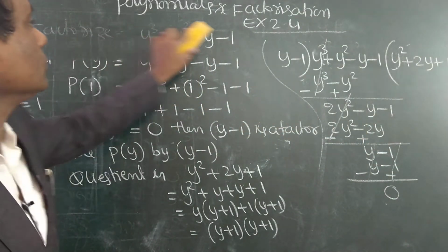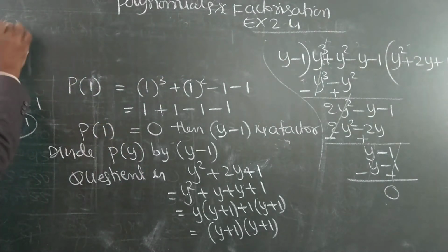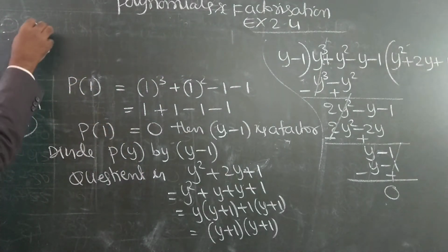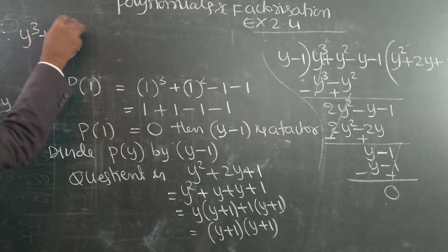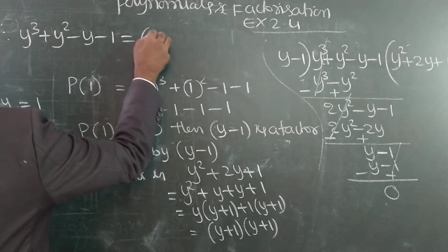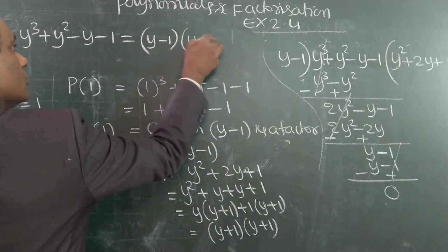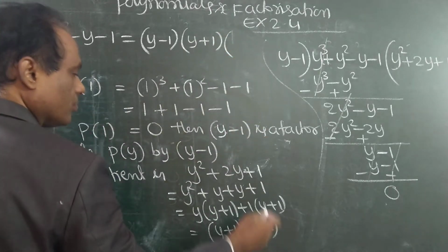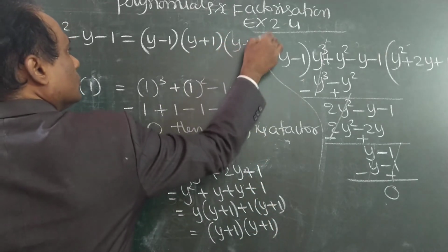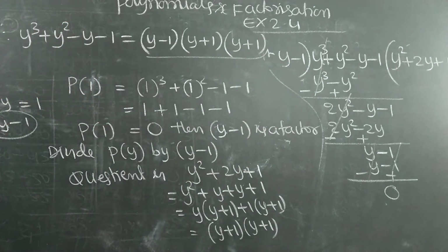All of you write down. So therefore, y cube plus y square minus y minus 1. What are the factors? One is y minus 1, one is y plus 1, one is y plus 1. That's the 3 factors we got.